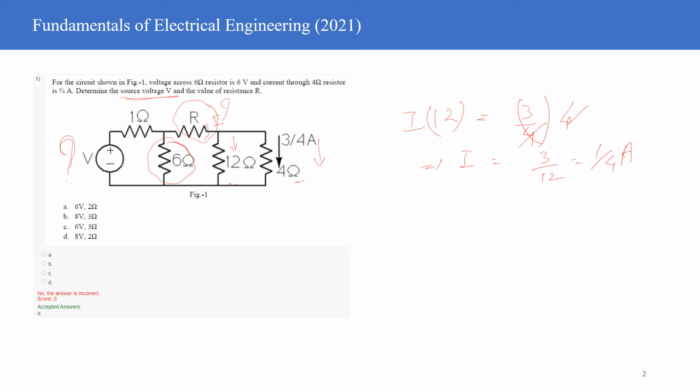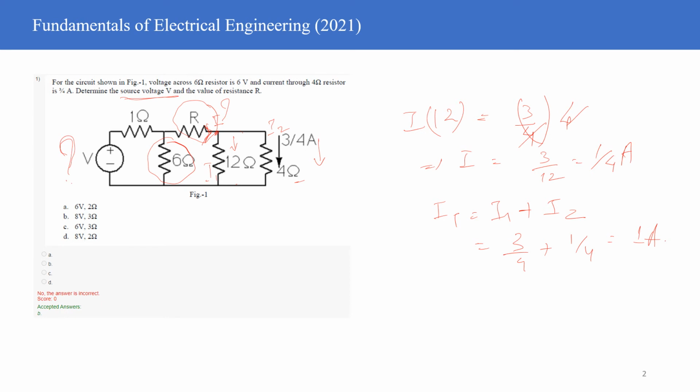So the total current flowing into this junction will be I1 plus I2, Vikas. So I total will be equal to I1 plus I2. So it will be 3/4 plus 1/4, which is equal to 1 ampere. Okay. So thank you Vikas, thank you for your help.